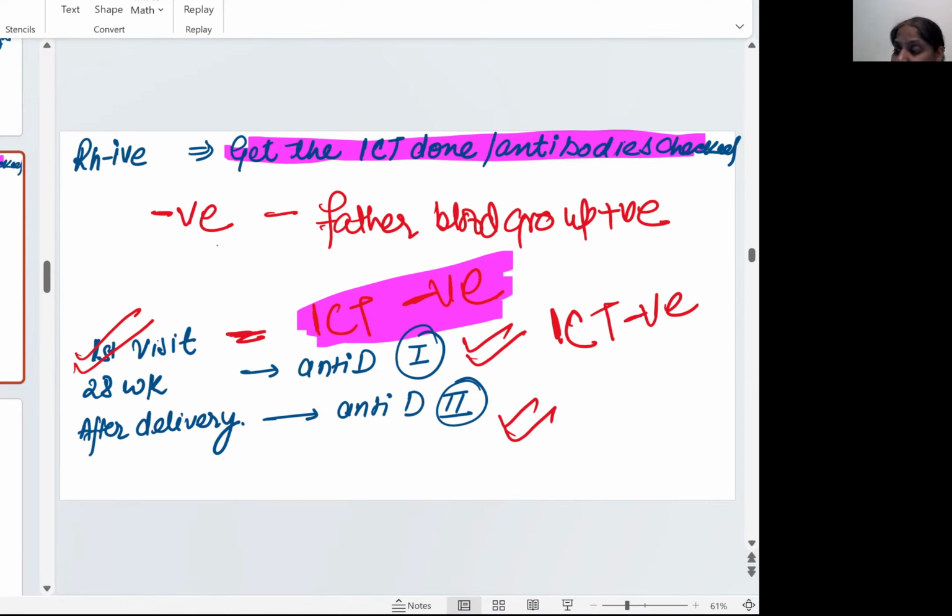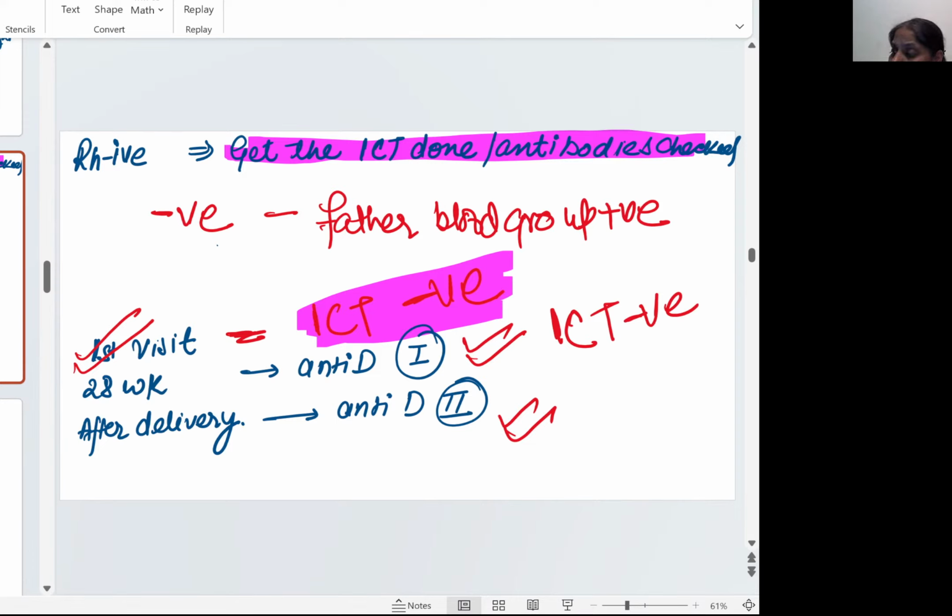If first time the lady comes, beta, but if, Dr. Sumit, ICT is only positive if IgG is positive. Okay, ICT is only positive if IgG is positive. ICT is not positive if IgM is positive.